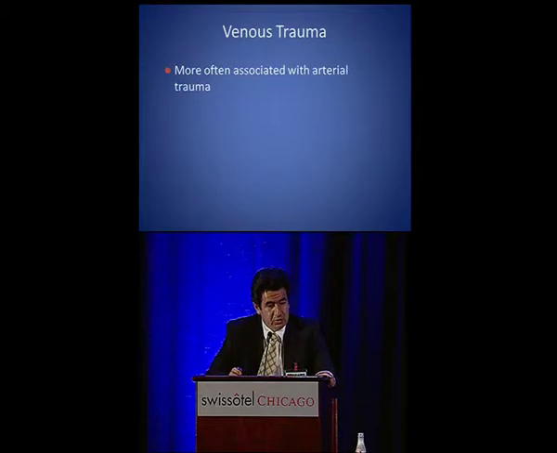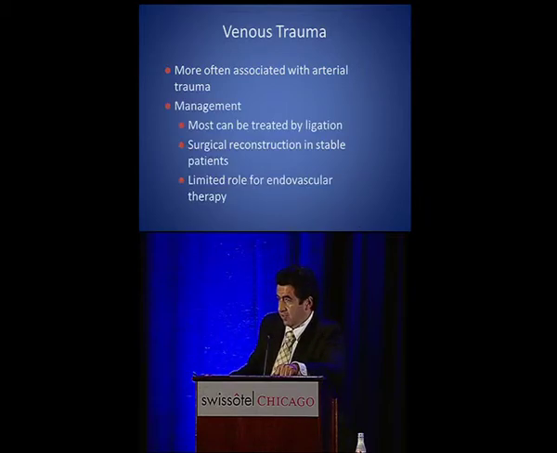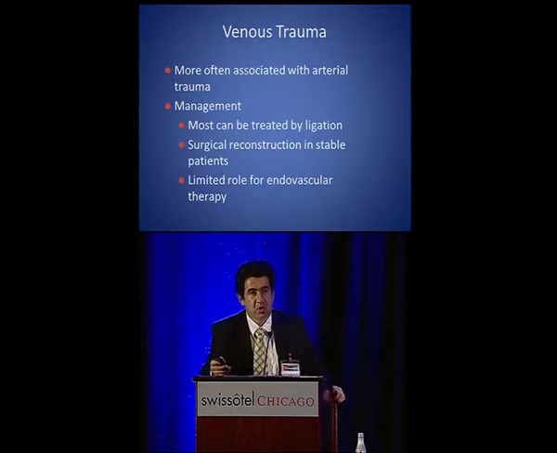So in conclusion, you will find venous trauma more often in association with arterial injuries, often in the extremities, and most of the time the treatment should be limited to ligation. Surgical reconstruction can be achieved in stable patients, and there is a limited but real role for endoluminal therapies. Thank you again.